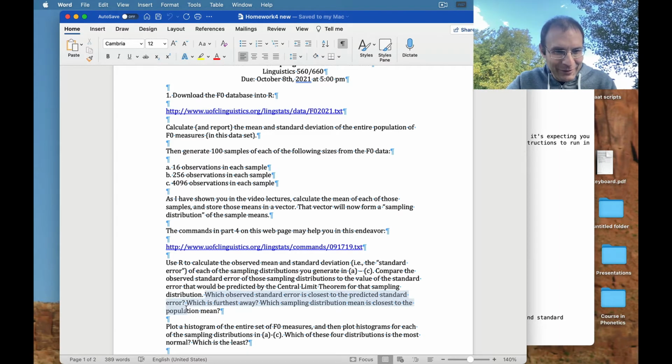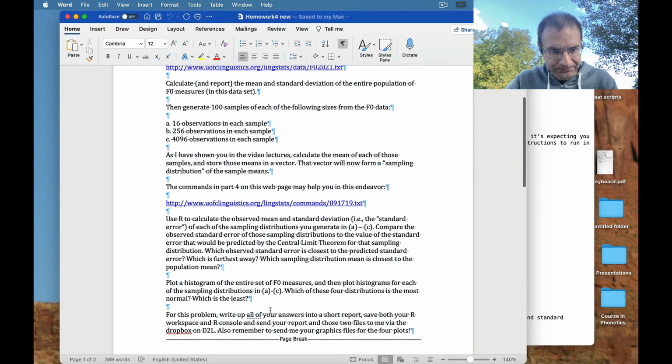And to compare them, I want you to directly answer the question: which observed standard error is closest to the predicted standard error and which is furthest away? And then you can also answer which sampling distribution mean is closest to the population mean, because the central limit theorem makes predictions about that relationship as well.